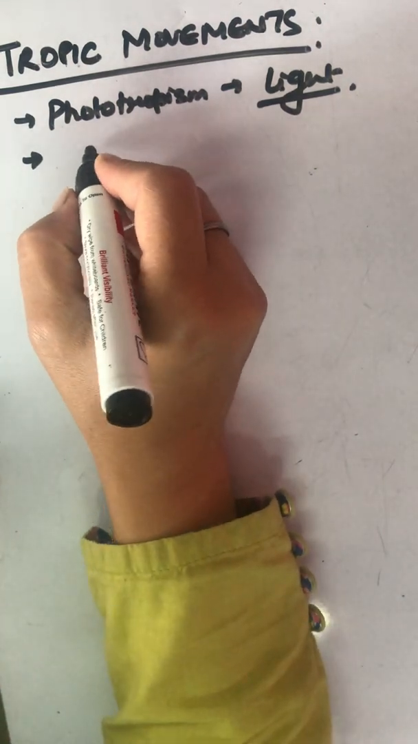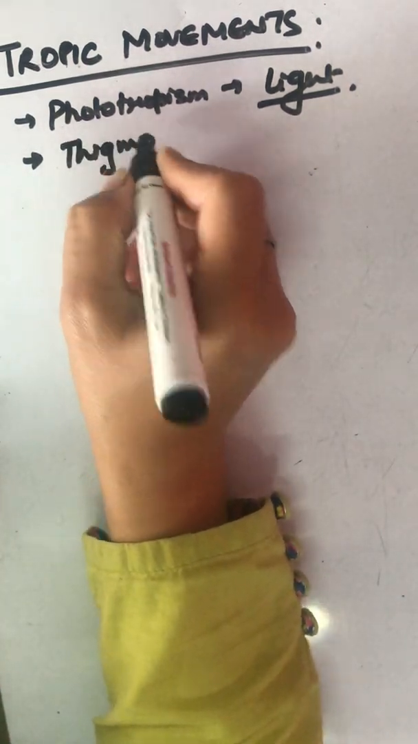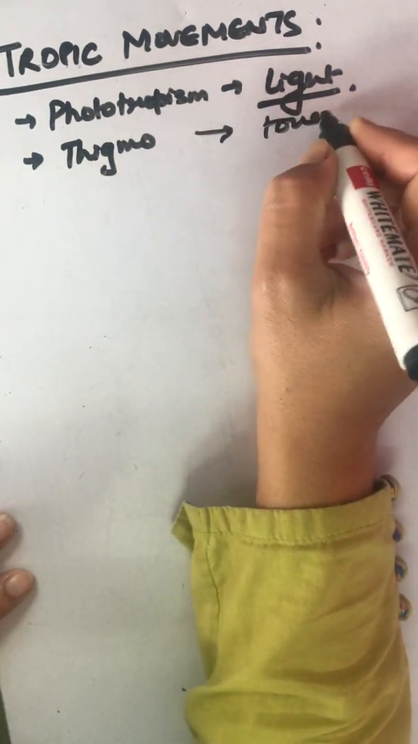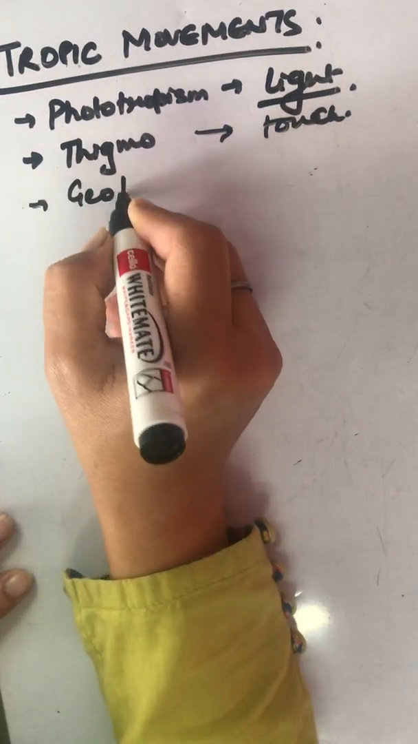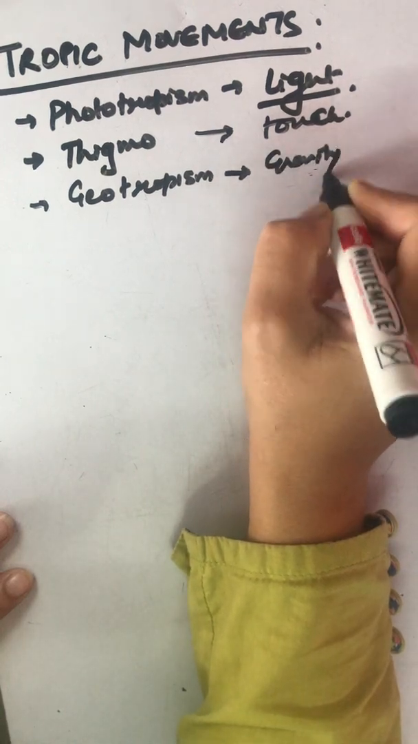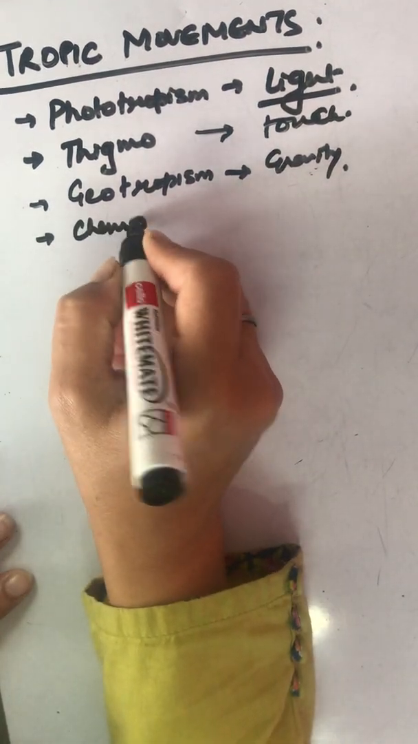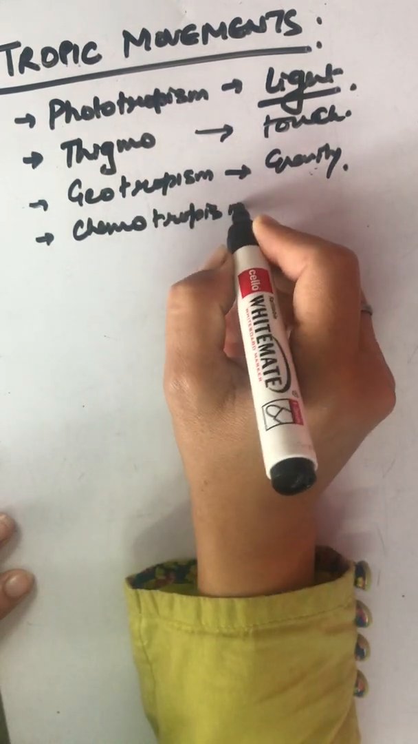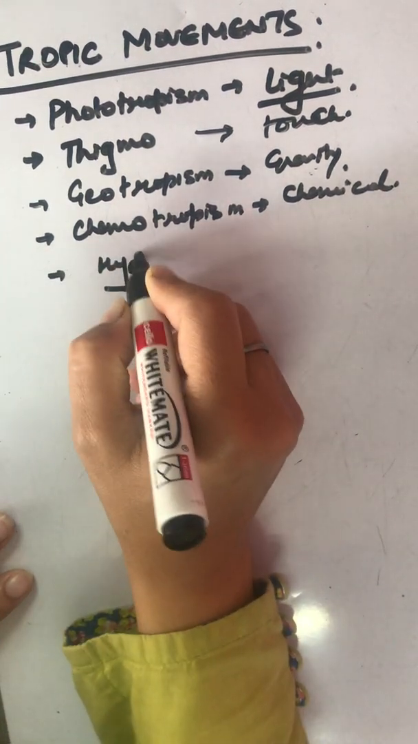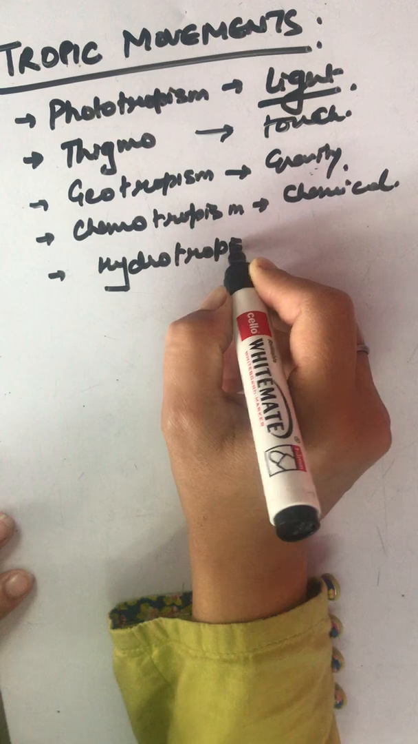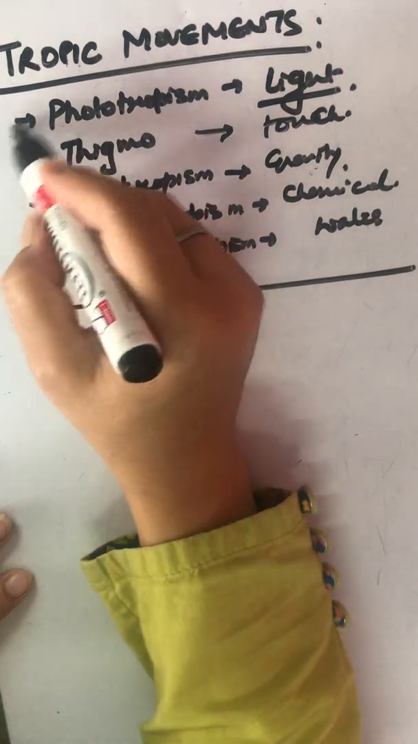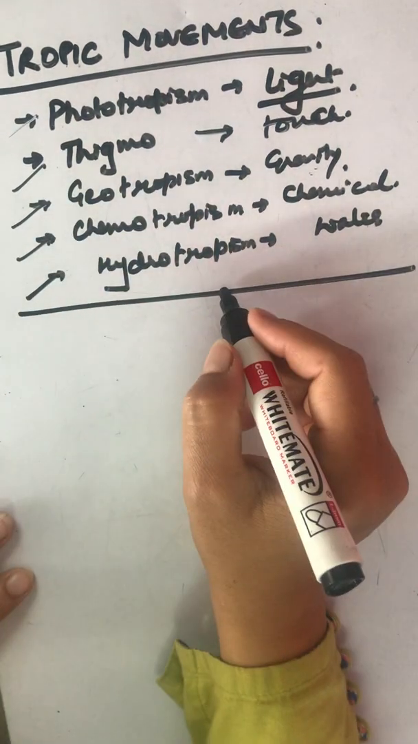Then second one is thigmotropism, that means touch. Geotropism, that means gravity. Chemotropism, chemical induced changes. Hydrotropism, water induced changes. Okay, so photo, thigmo, geo, chemo and hydro.